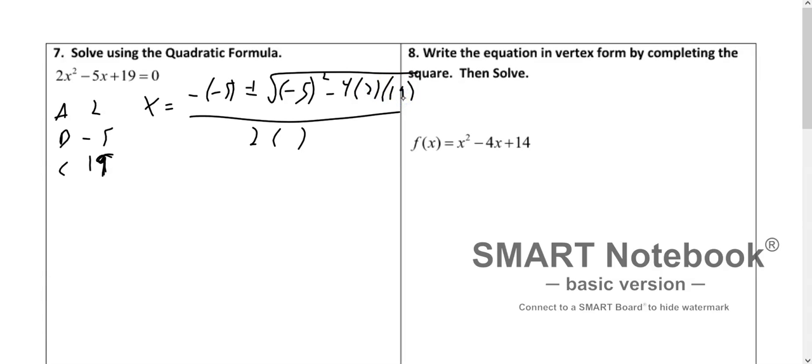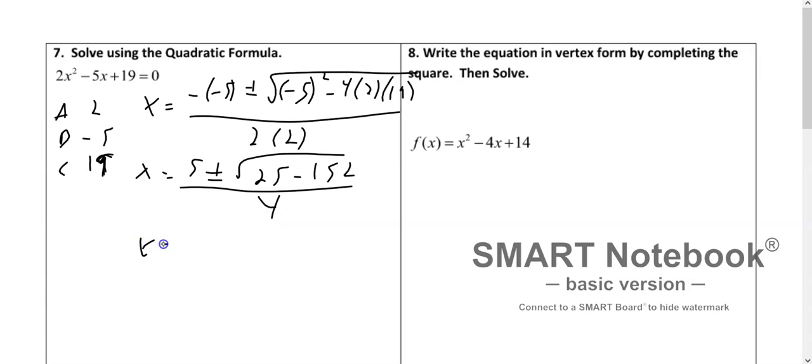C is 19, and A is 2 again. So, x equals the opposite of negative 5, which is positive 5, plus or minus the square root of 25 minus, okay, 4 times 2 is 8, and then 8 times 19 is 152, all over 4. X equals 5 plus or minus the square root of 25 minus 152, which is negative 127, over 4.